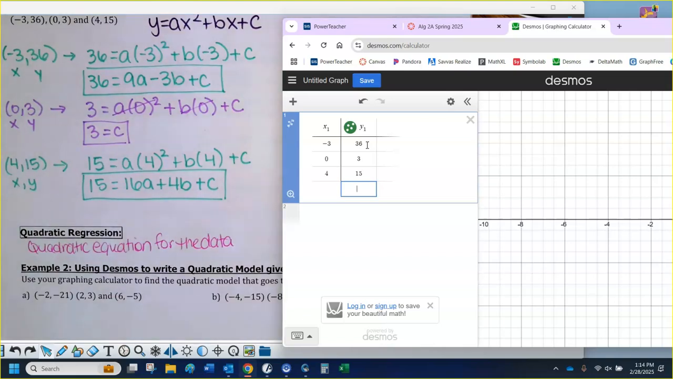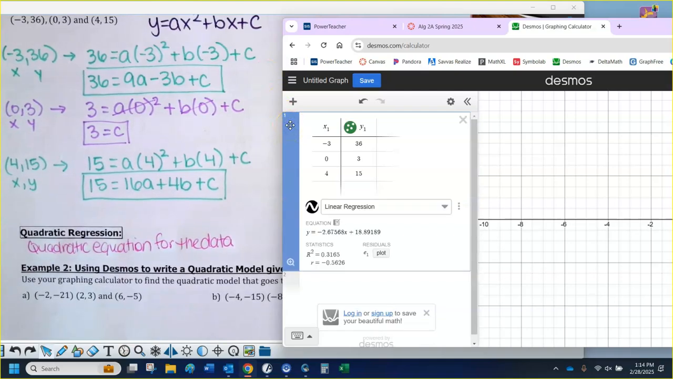Now, all you have to do, once you have this, there's a weird icon right up here by the 1. It looks like dots in a line. That's what you want to click on. And I'm just going to click, like it says, add regression.